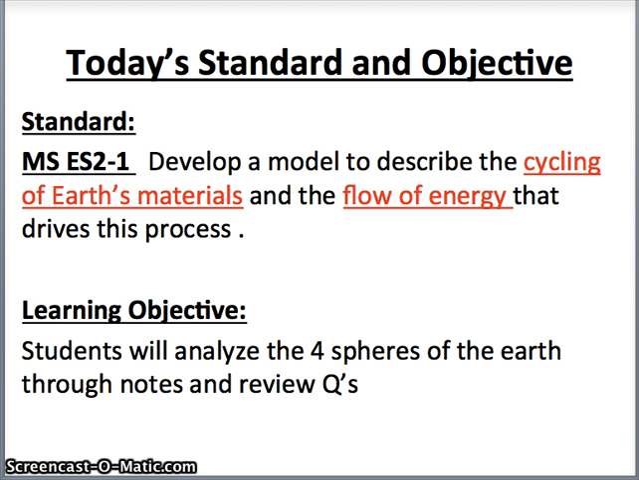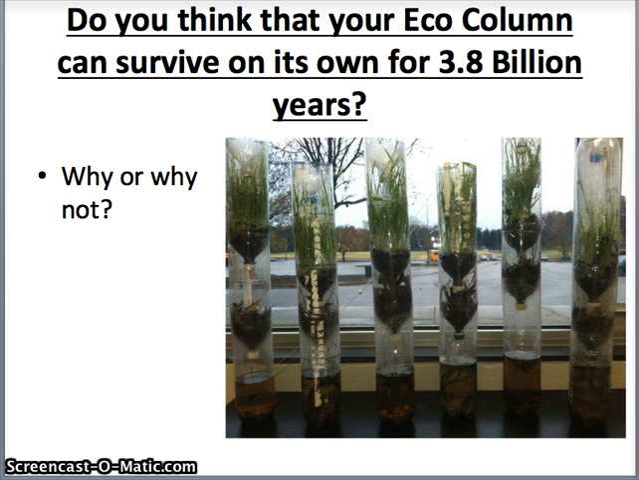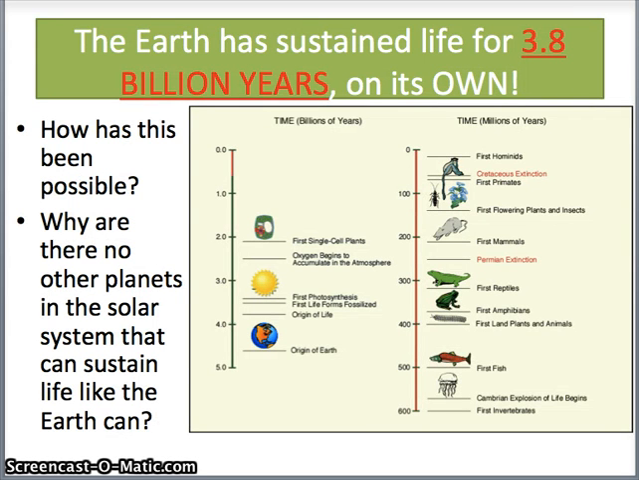spheres of the Earth. First question is, do you think that the eco-column that you built for the past few weeks can survive on its own for 3.8 billion years? Probably not. While the Earth has been able to sustain life for 3.8 billion years on its own. So you think about if your eco-column is a mini ecosystem, that can probably sustain itself for a few weeks, but the Earth was able to sustain life for 3.8 billion years by itself. Why do you think this is possible?